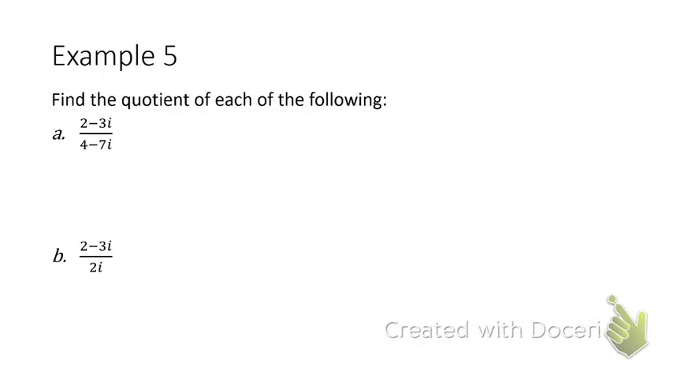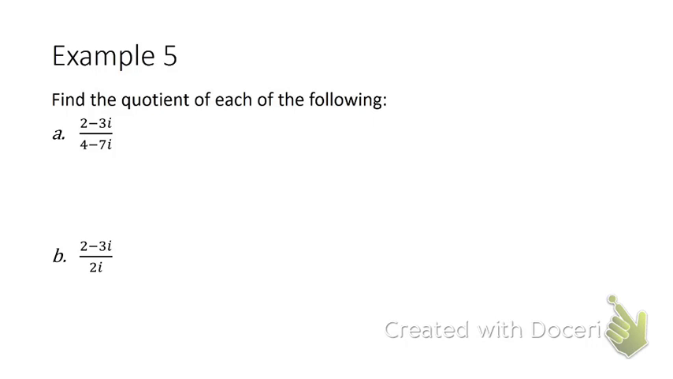Example 5 says find the quotient of each of the following. So remember, in example 4, the very last one, we came out with just a number, right? We talked about the reason we came out with just that number is because we had multiplied those two things together. And we said they were called conjugates, right? They had the same pieces but a different sign in the middle, which made the i's completely cancel out for us.